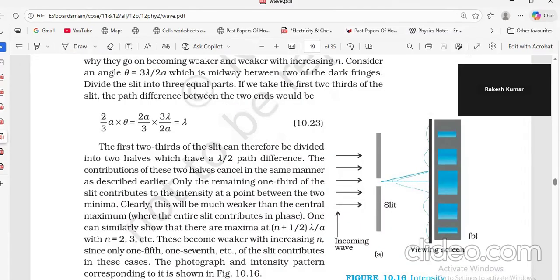This is when the slit size is increased: you get diffraction reduced, though it is there, but you see the central maxima, that is this only. So if you keep on increasing a, lambda by a decreases, and this goes on decreasing.